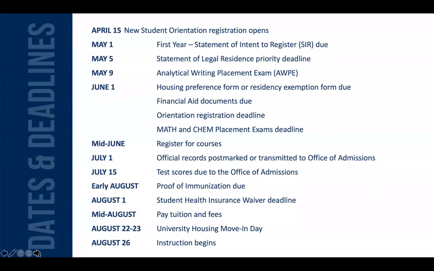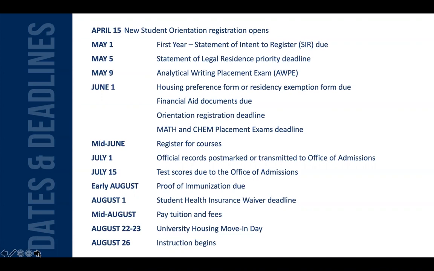June 1st, again, housing is very important, and your preference in regards to who you want your roommate to be, that's going to be very, very important. And then, of course, mid-June, you register for courses. And in July, official transcripts have to be postmarked on that day or before. They have to be postmarked by July 1st.